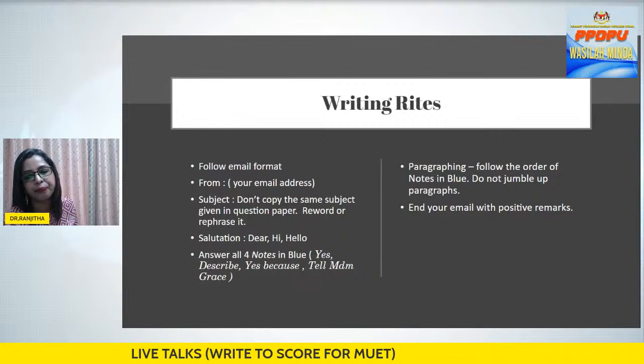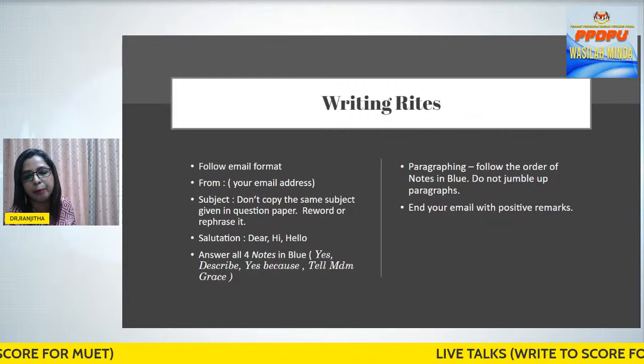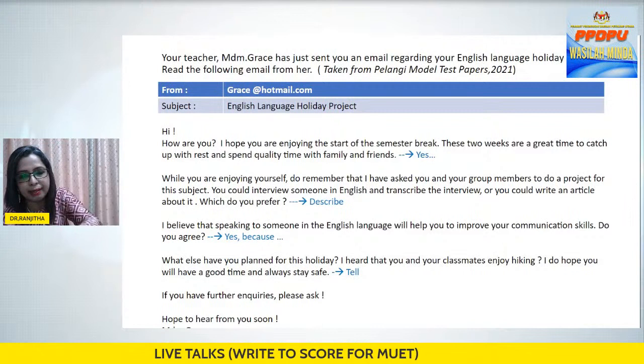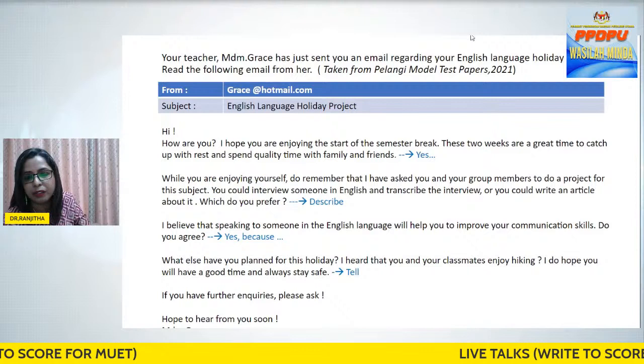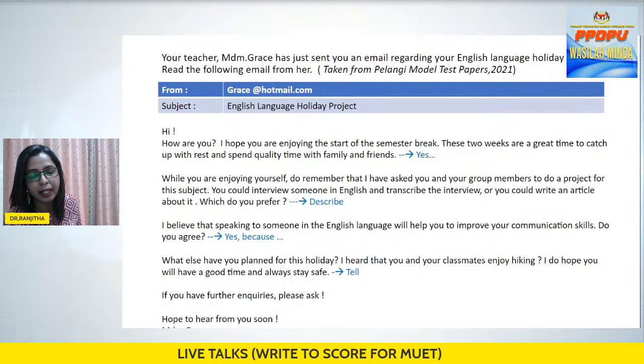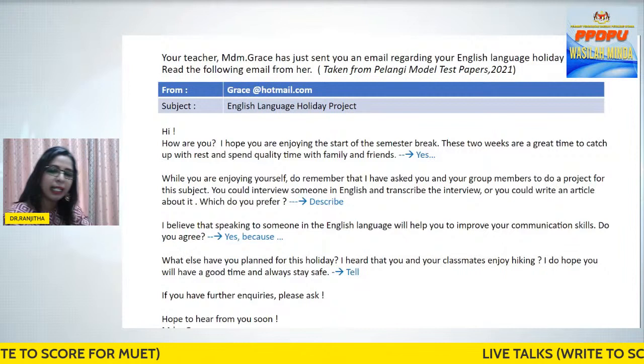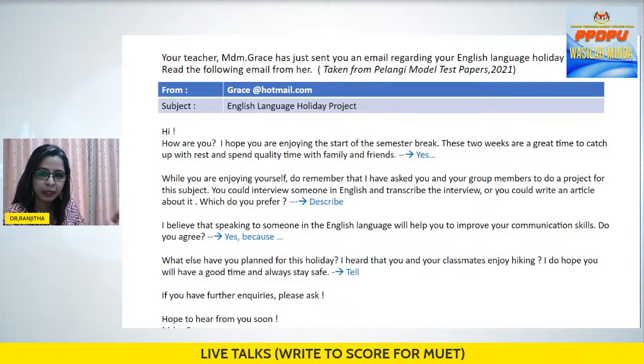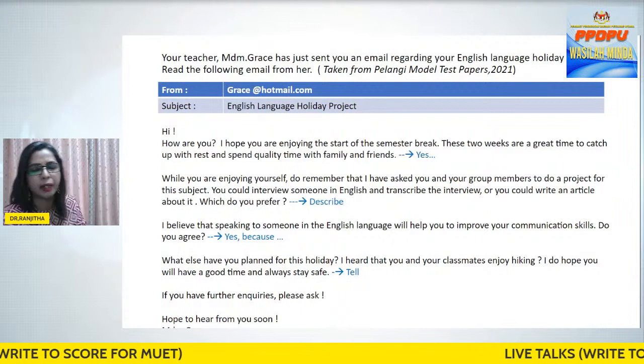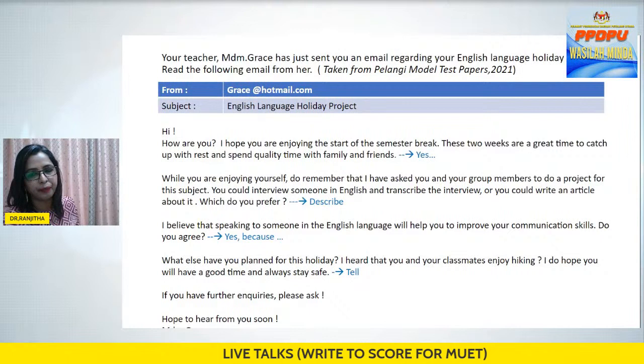Next thing is the paragraphing. Follow the order of the notes in blue. Do not jumble up paragraphs. You were given the first one, yes. Second one, describe. Third, yes, because. Fourth, tell. When you answer your email, you must follow that order. Don't be carried away, thinking the third paragraph is easy for me to write, so that one goes up first and this one comes down. That is not organized. As a teacher, when I read your answer, I will be wondering which is which. So the structure has to be followed carefully. I hope you can follow so far.